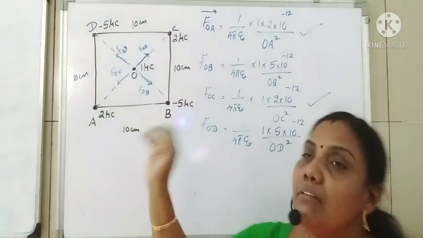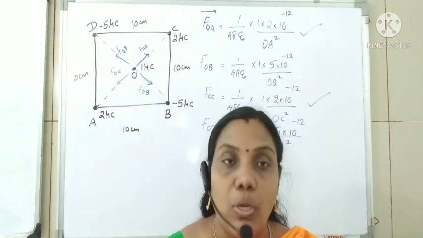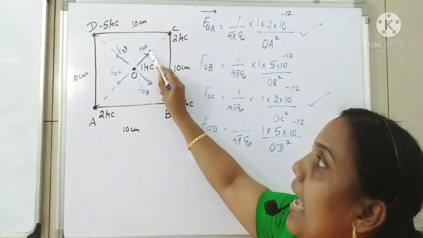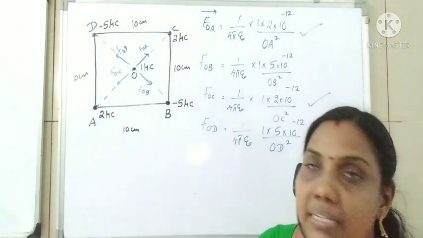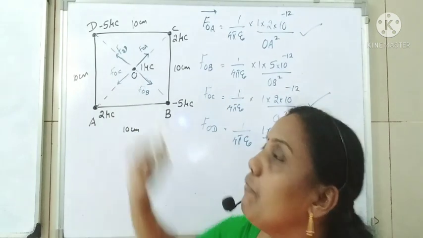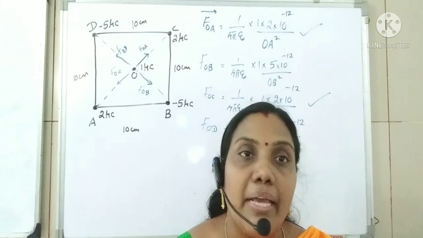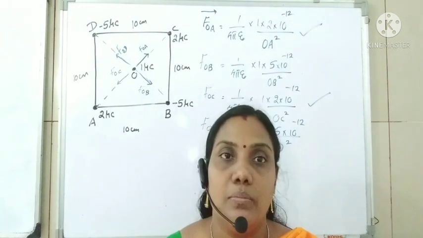So the total force acting on that 1 microcoulomb is equal to 0. Why? Because FOC and FOA are equal and opposite. Similarly, FOB and FOD are equal and opposite. Therefore, resultant force acting on 1 microcoulomb is 0.